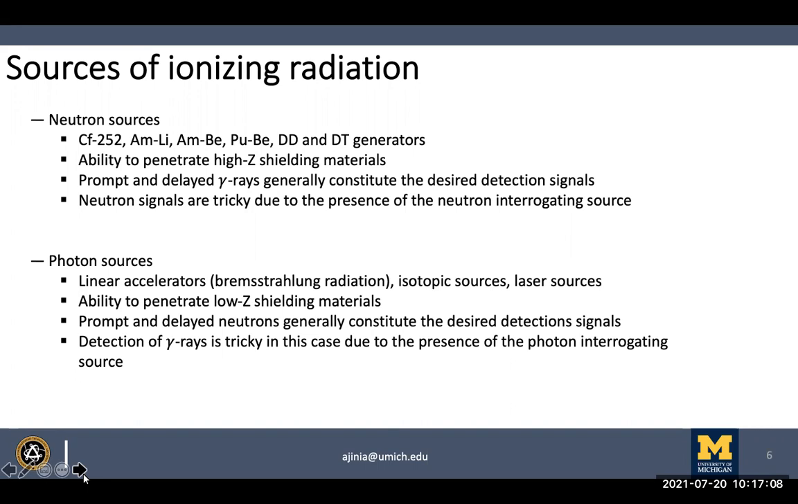Now, for instance, let's take an example of a DD generator being used in our active interrogation scenario. DD emits 2 MeV neutrons. And when fission happens, we also have prompt neutrons that are emitted with the Watt energy spectrum. So if we want to detect neutrons from the fission events coming from SNM, we may use an energy threshold. If we get a neutron greater than 2 MeV, then we know that this neutron is coming from the target material and not from the source. So this is one way of detecting neutrons.